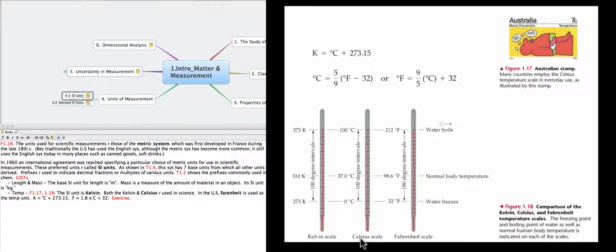Both the Kelvin and the Celsius are used in science. In the US, Fahrenheit is used as the temperature unit. And this is how you can convert from Celsius to Kelvin and from Fahrenheit to Celsius, or vice versa.